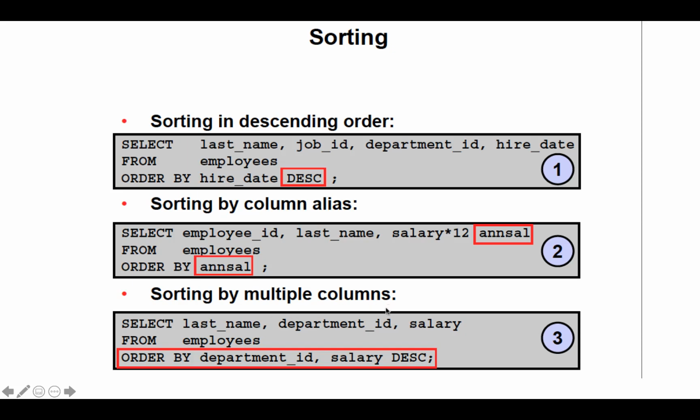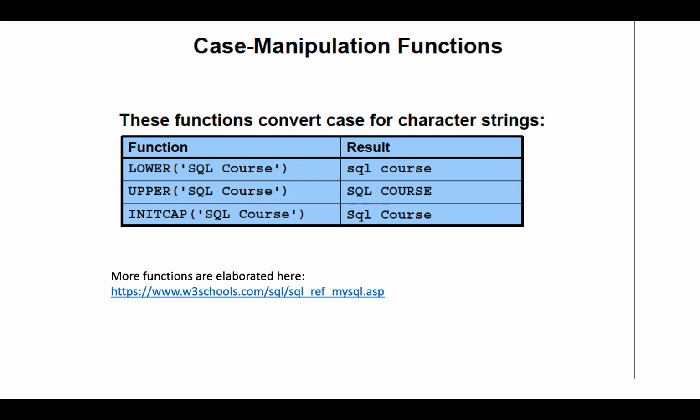Sorting by multiple columns: first you sort by department ID. If you have two similar department IDs, then you sort by the salary. And we're specifying here that it's descending on these two columns.